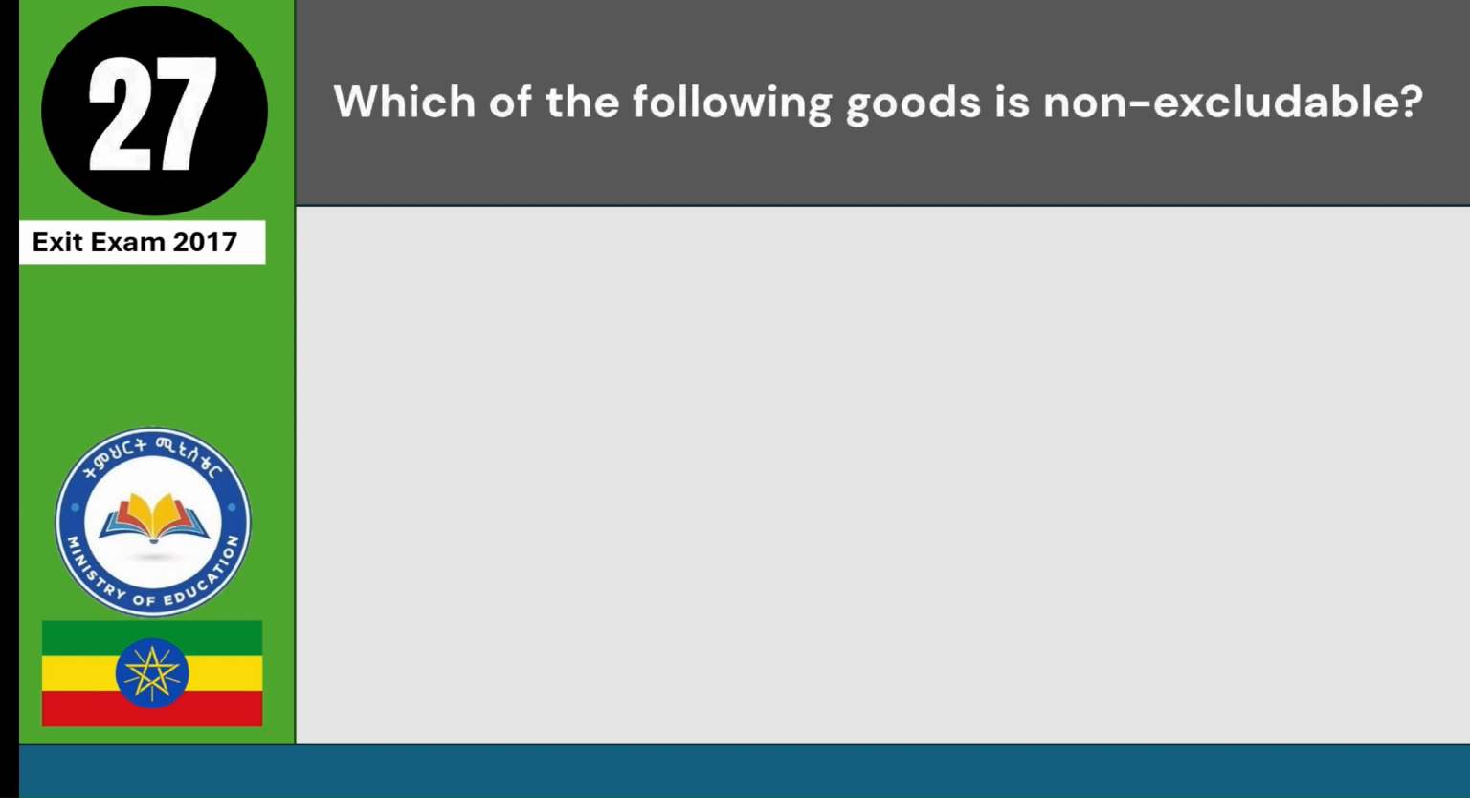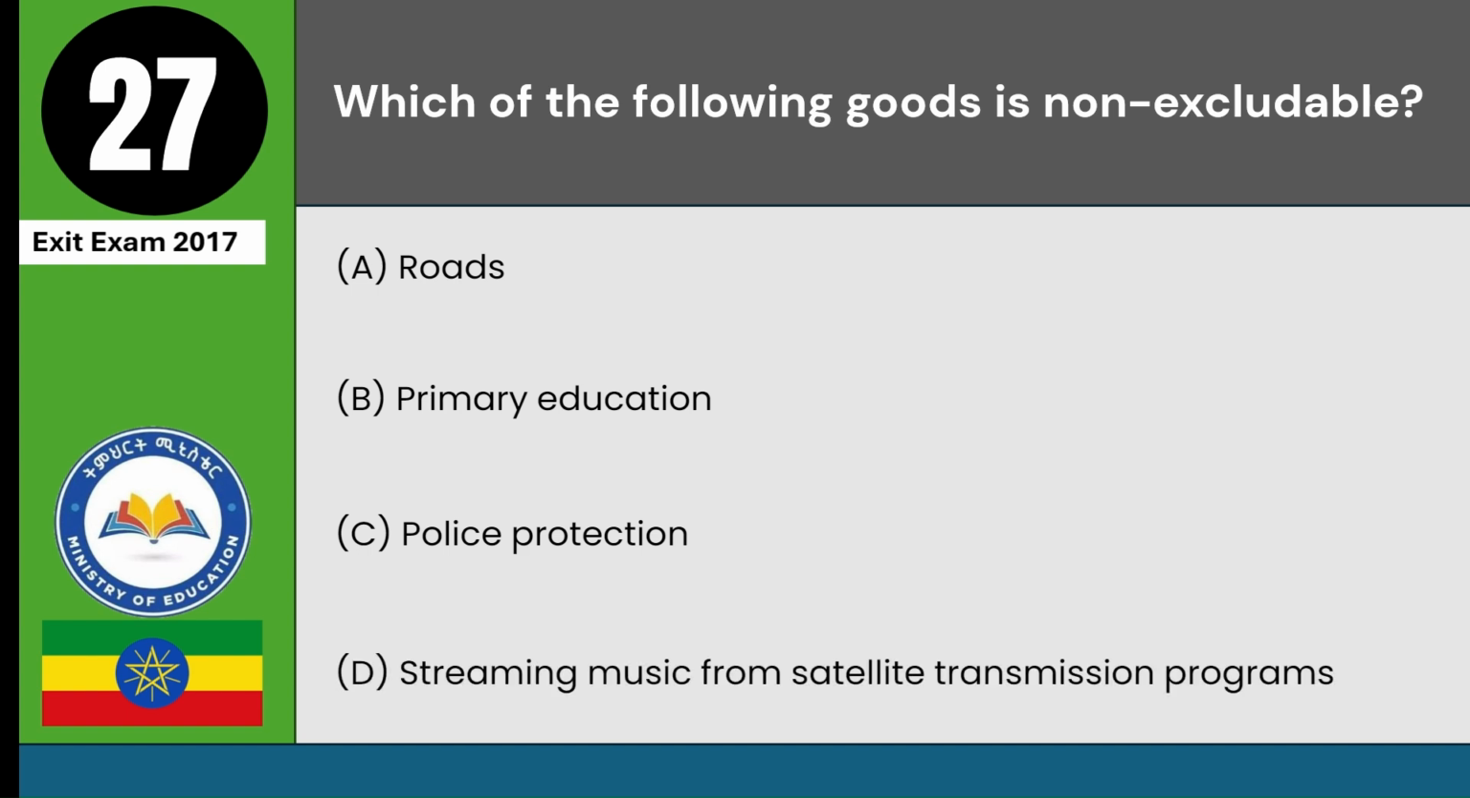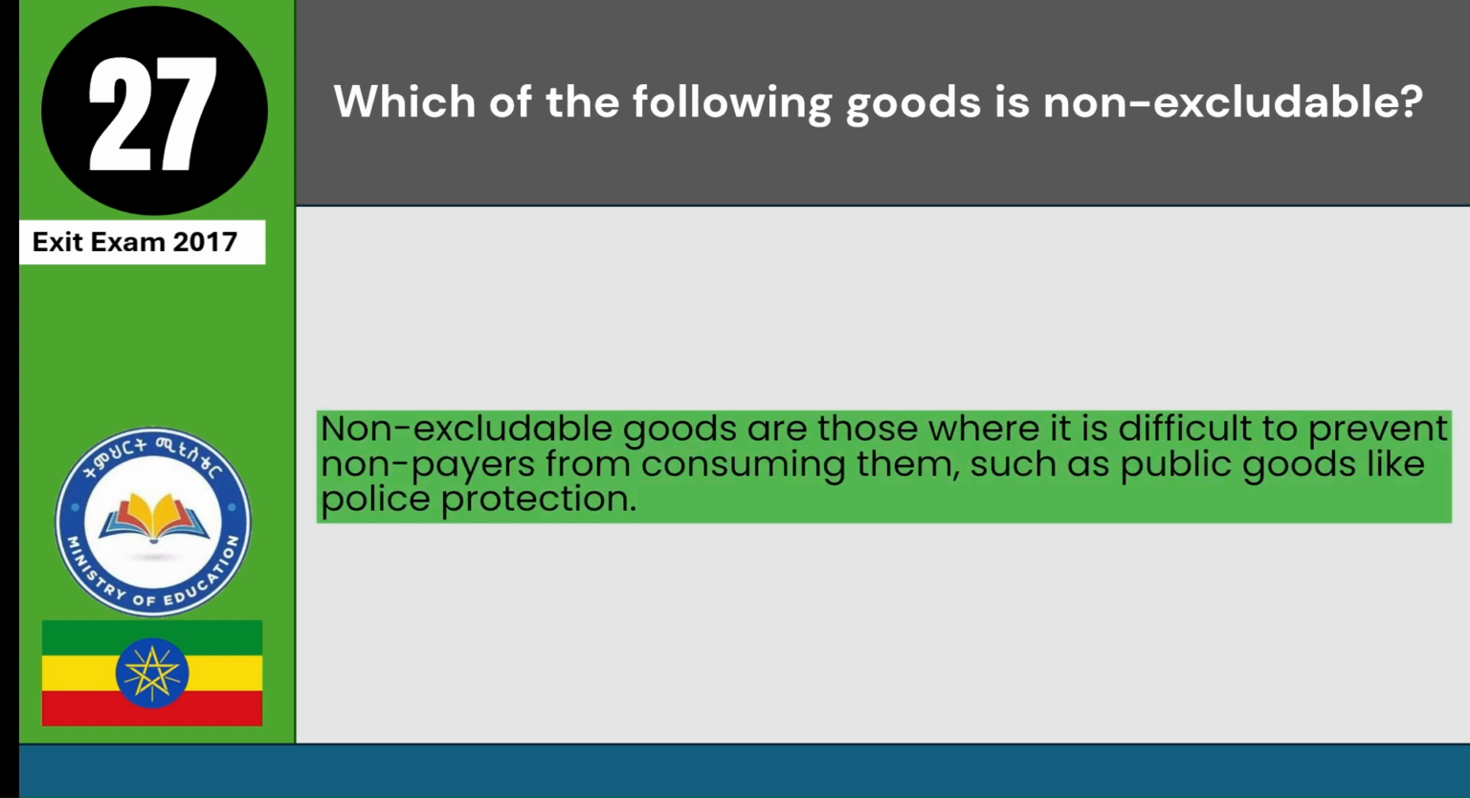Which of the following goods is non-excludable? A. Roads. B. Primary education. C. Police protection. D. Streaming music from satellite transmission programs. Answer C. Non-excludable goods are those where it is difficult to prevent non-payers from consuming them, such as public goods like police protection.